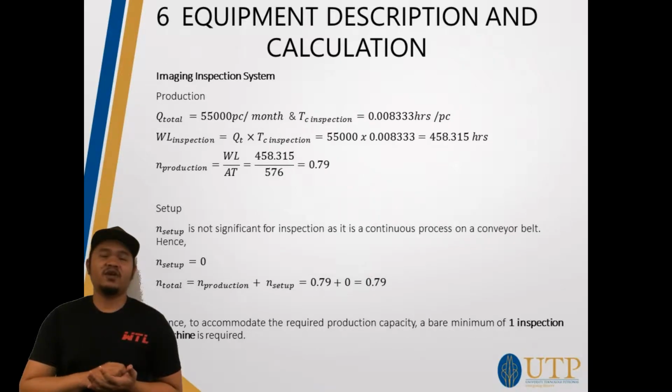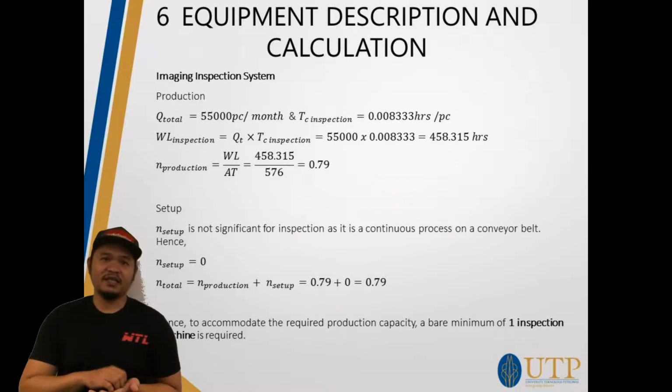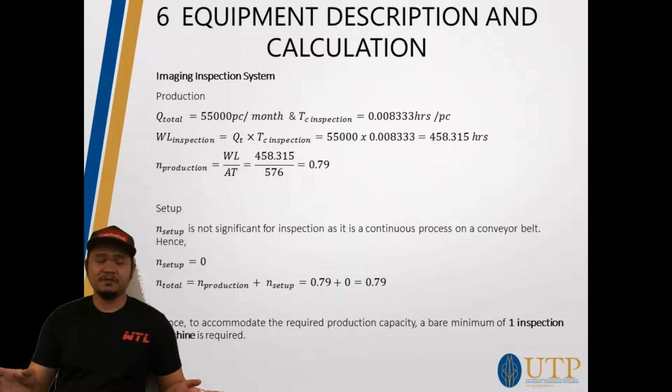And then for inspection, the production is 0.79. For setup it is 0 because there is no setup time. So the total is 0.79, and the required machine is only 1. So that's all for the calculation.